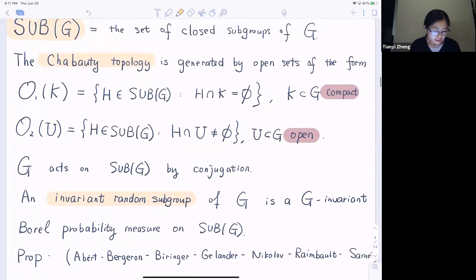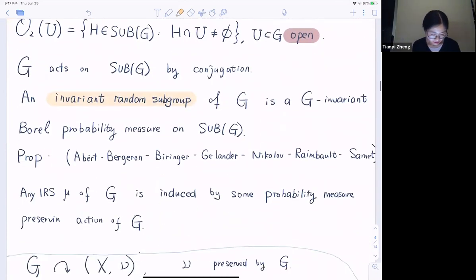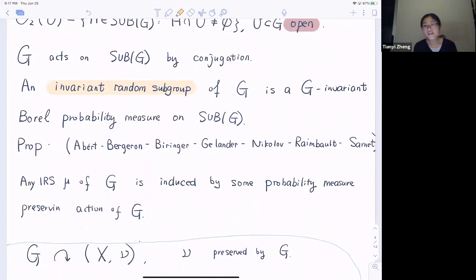So G naturally acts on its own subgroups by conjugation. So we get a system, G acting on closed subgroups of G. So this is the notion of invariant random subgroups. The name was coined by Abért, Glasner, and Virág. So it's a little bit strange because it's actually a measure, but it's called a subgroup. But I think people understand what it means.